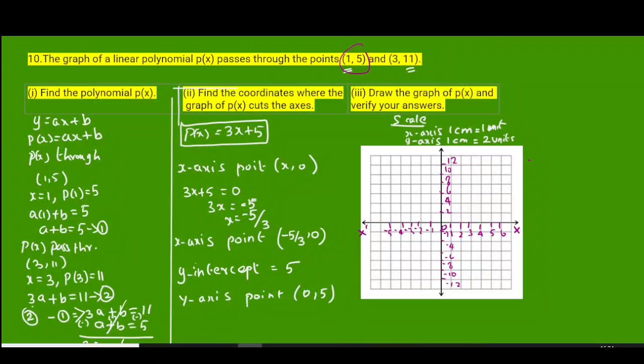Now I plot the first point (1, 5). 1 is here on the x-axis, and 5 is in between 4 and 6. So this is the point (1, 5). The next is (3, 11). 3 is here, so in the third column, 11 is in between 10 and 12. So (3, 11). Let's join these.